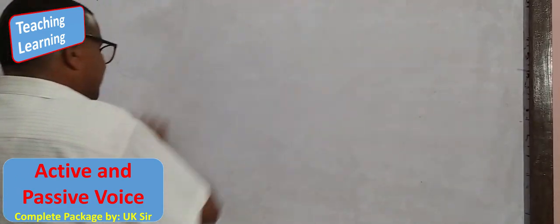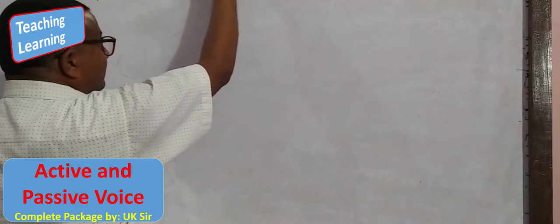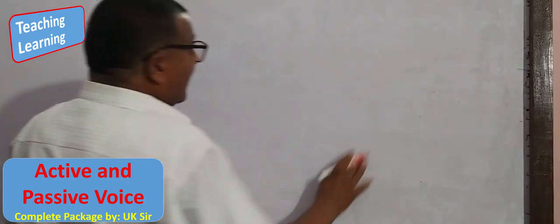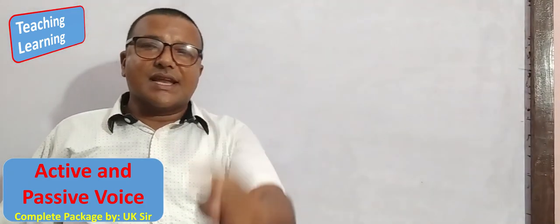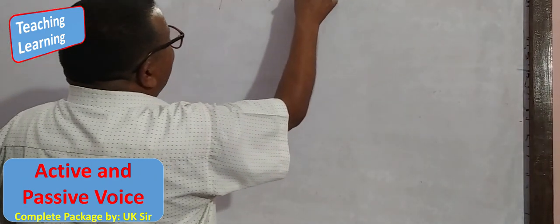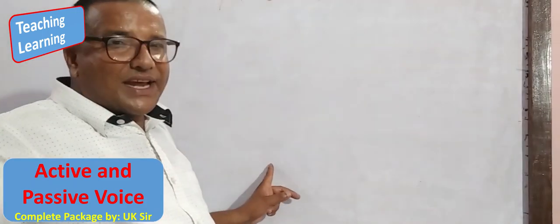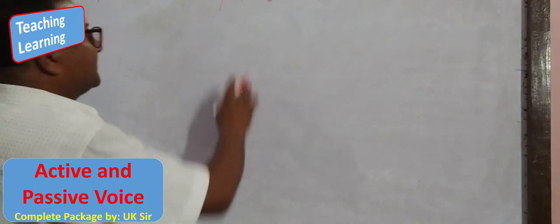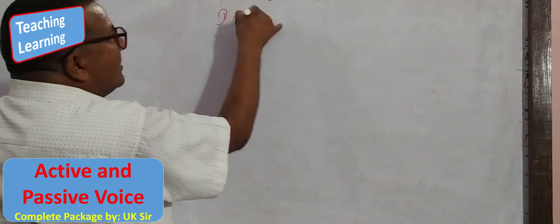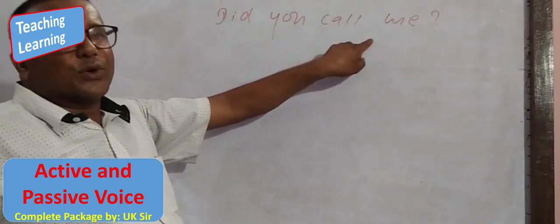I described in the simple present tense. Here, simple past tense. You called me. At first, I will write a sentence in the active voice. Look at here. In negative, you didn't call me. I have taught you how to make negative sentences in this class. Then now I write the yes no interrogative: Did you call me? It is a yes no question in the simple past tense.